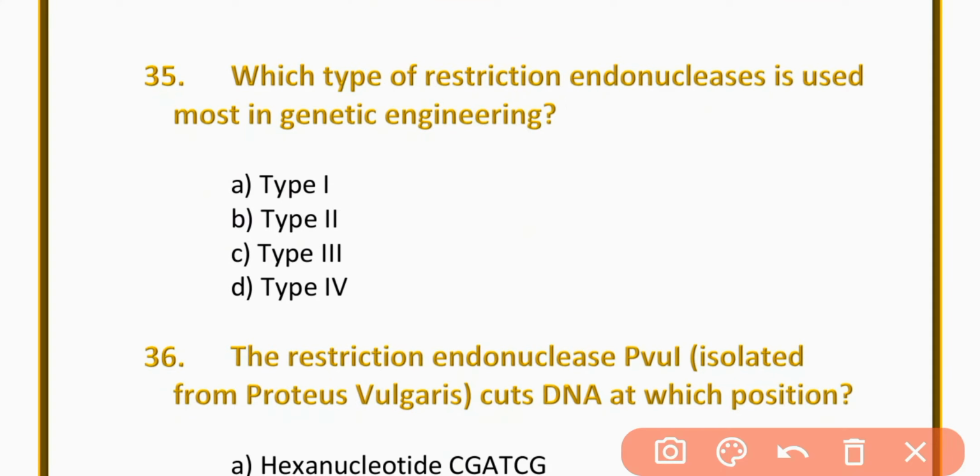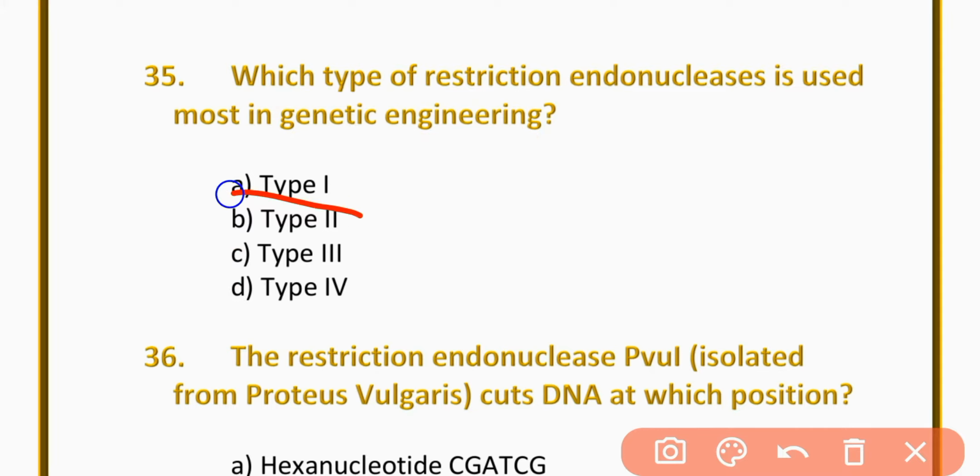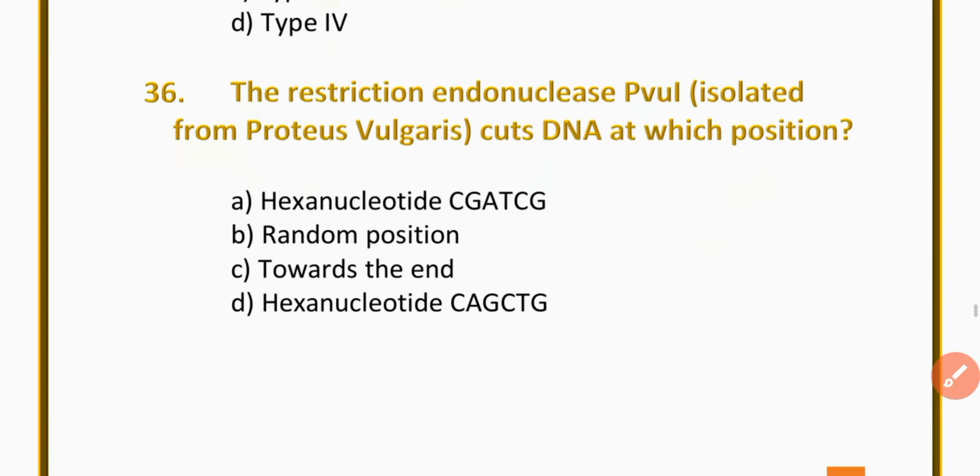MCQs 35. Which type of restriction endonucleases is used most in genetic engineering? Type 1, type 2, type 3, type 4. The correct option is option B. Type 2 is the type of restriction endonuclease which is used in genetic engineering.